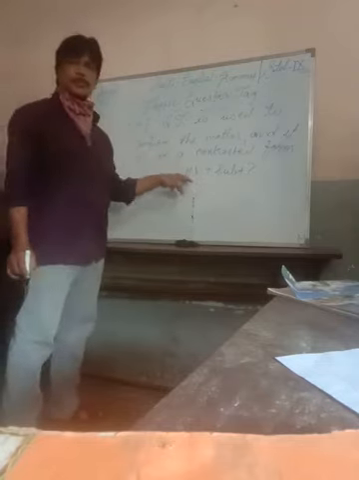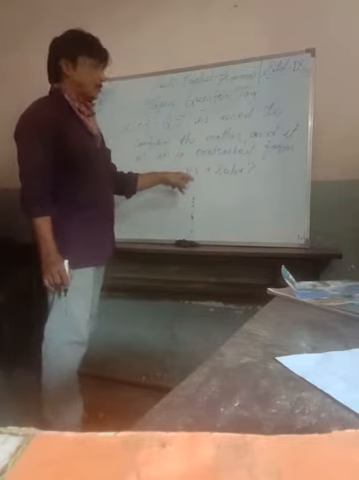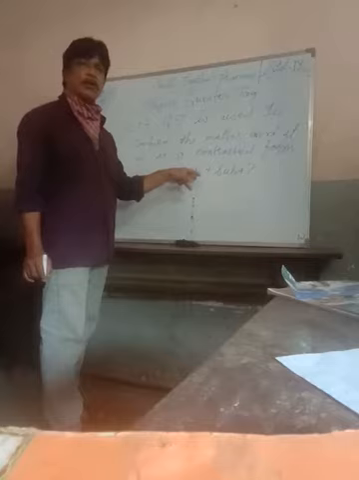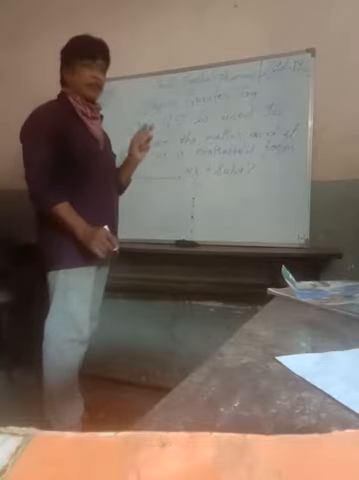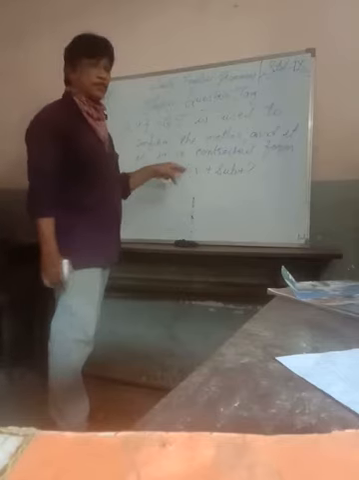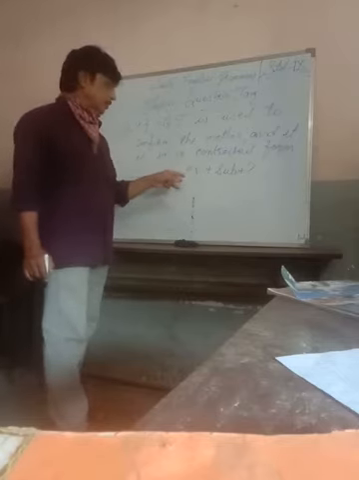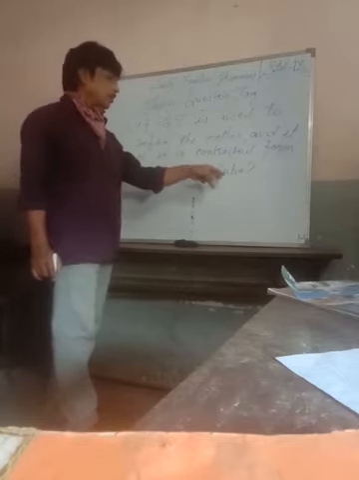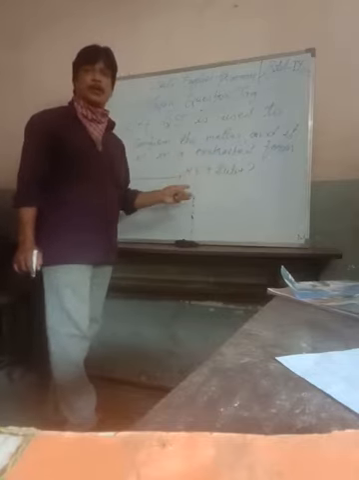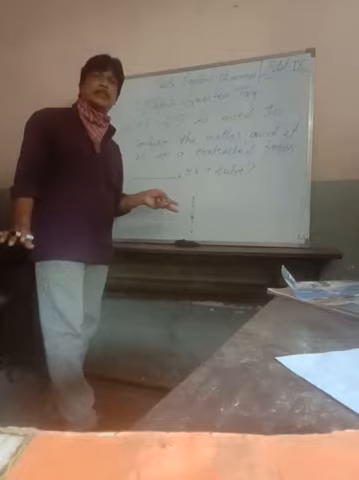What comes first while making the question tag? The helping verb, HV, H for helping and V for verb. Whatever helping verb is given in the sentence, that helping verb is used and placed at the beginning after the sentence. After that, the subject is placed and later the question mark. That way the question tag is done.